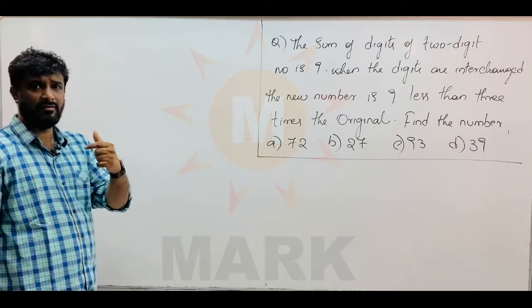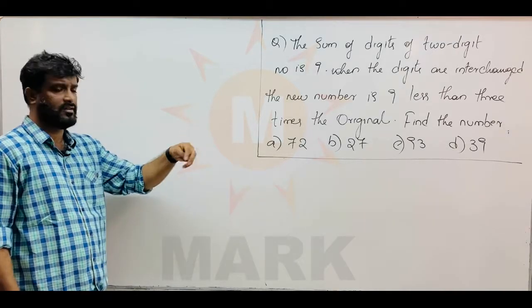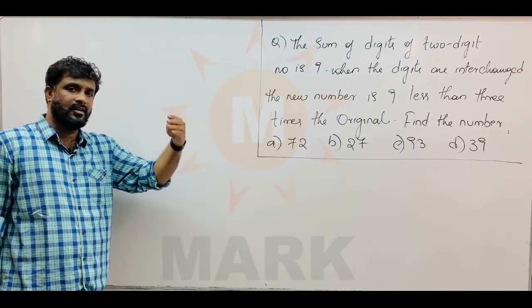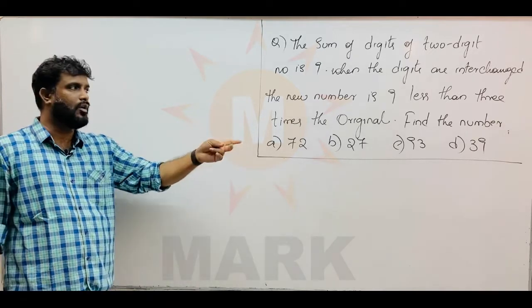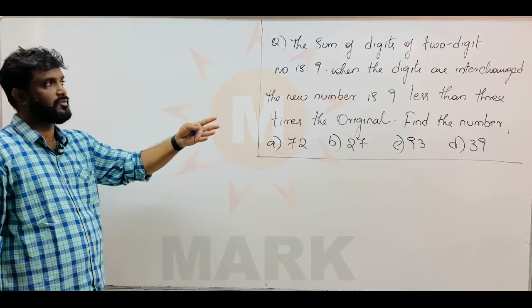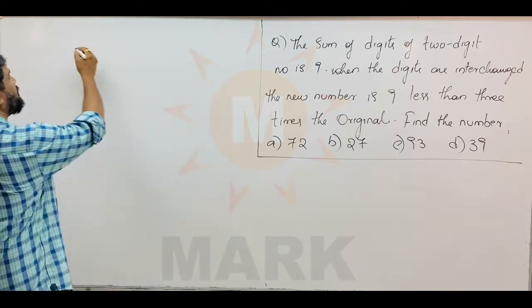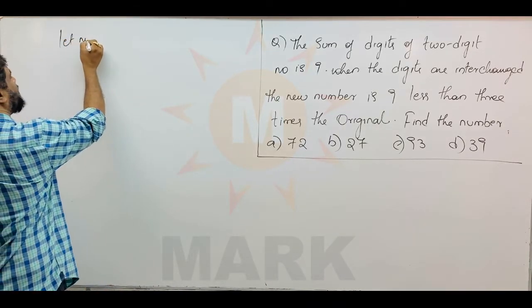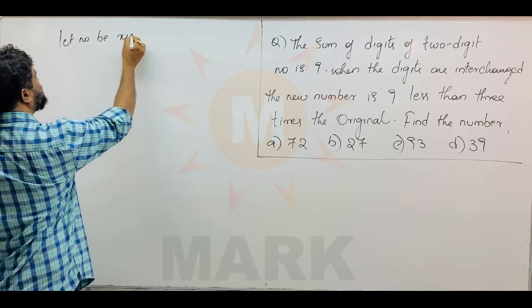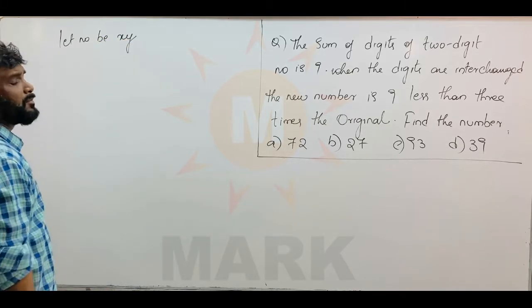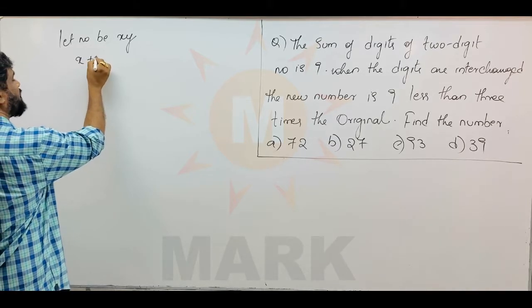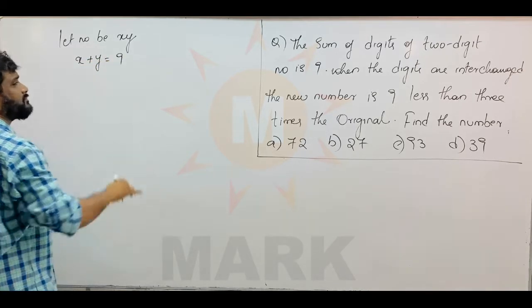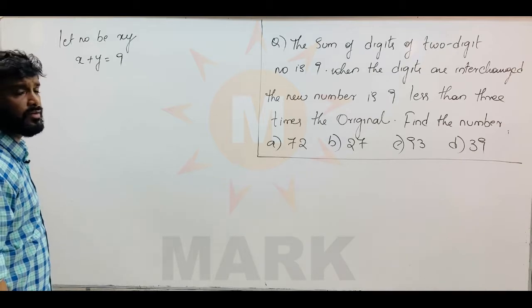Friends, there are two methods for solving this question: using the technique and without using the technique. Both will take the same time, that's why I want to explain both methods for you. First one is the sum of the digits. Let us suppose the number be xy. The sum of the digits is x plus y is equal to 9.